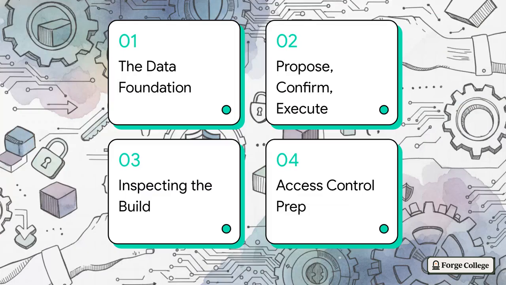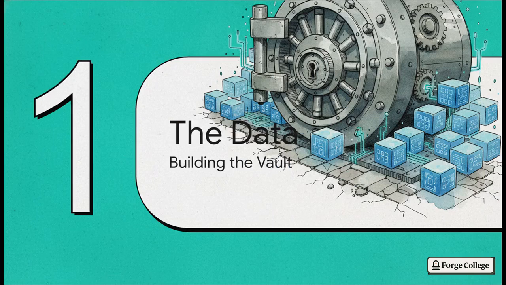Here is the schematic index for our build today. First, laying the data foundation. Second, propose, confirm, and execute. Third, inspecting the build. And finally, preparing for access control. Let's start with section 1, laying the data foundation.